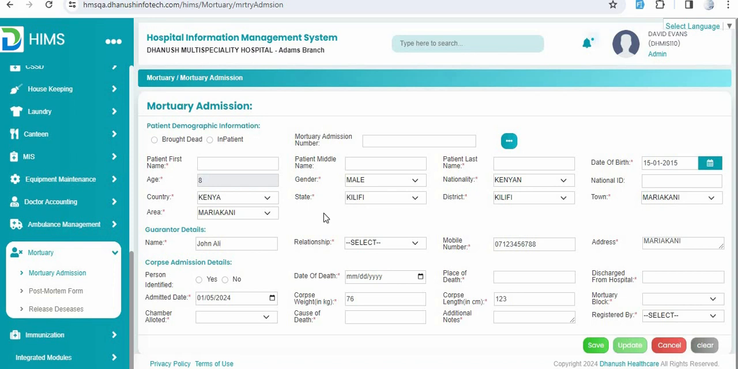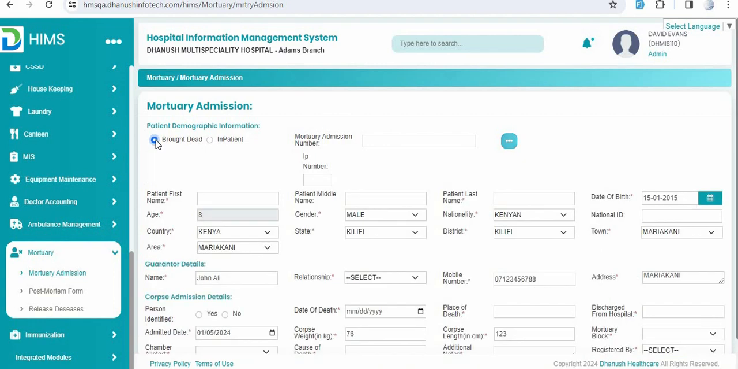Under Mortuary Admission module, there are two types of admissions. One is where the person was already deceased when being brought in, and the other is when the person was admitted at the facility. To admit a person who was brought already deceased, the user has to click on the Brought Deceased button. They then have to fill in the person's details.